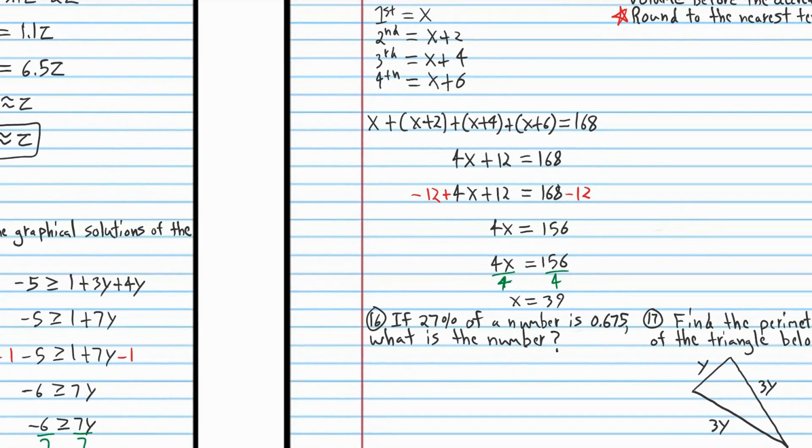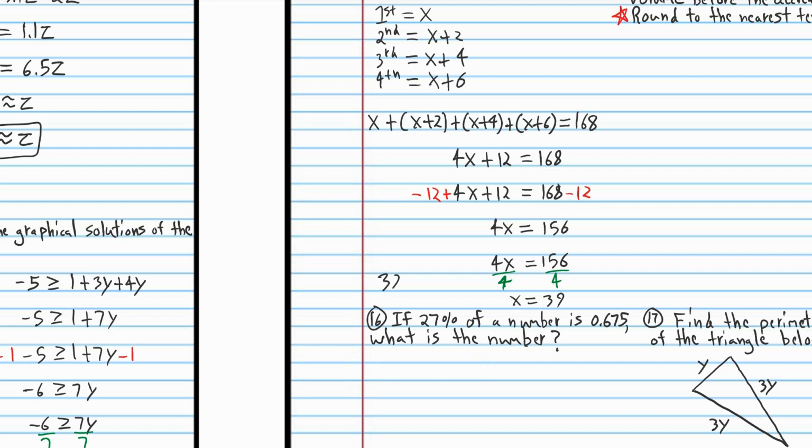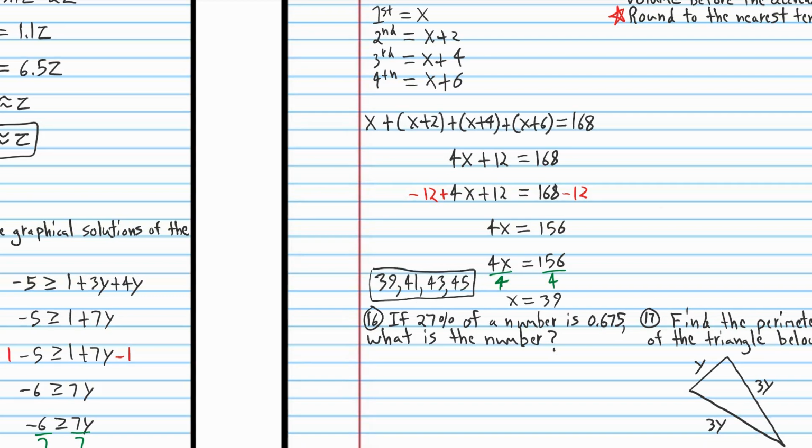So if the smallest is 39, then you just add 2 to get the next integer, and add 2 again, and add 2 again. So that is our answer, 39, 41, 43, and 45.